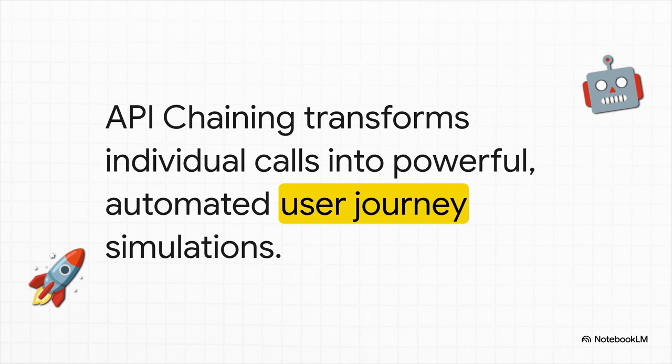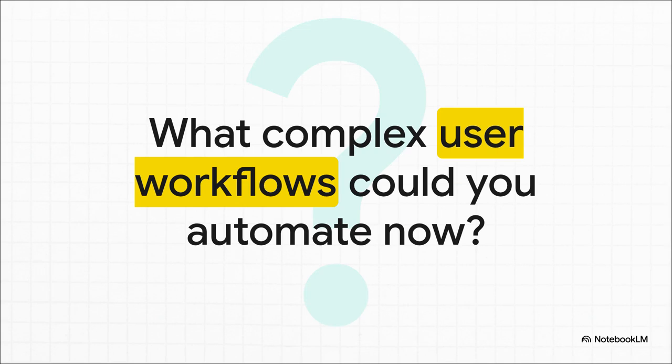So, at the end of the day, here's the big takeaway. API chaining isn't just some cool feature. It's a really powerful way of thinking. It lets you stitch together individual API calls and turn them into a fully automated test that actually mimics how a real person would use your application. And that's really what it's all about, applying this to your own projects. So I'll leave you with this question to think about. What complex workflows, what user journeys are you still testing by hand right now? Now you know how you can automate them.